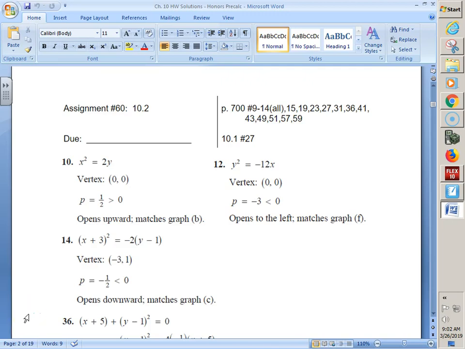matches with B. Number 12 matches with F. Number 14 matches with C. Make sure you're grading homework. Remember, if you don't grade, you lose points.